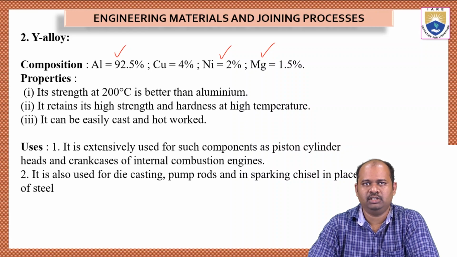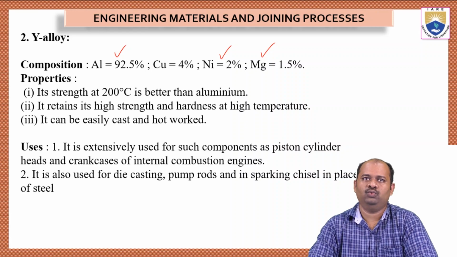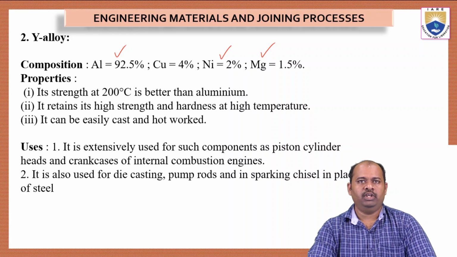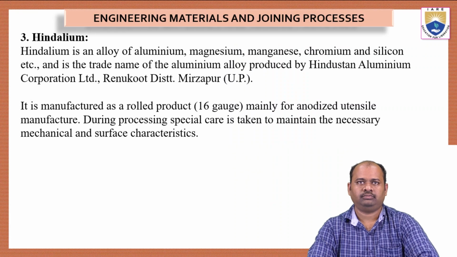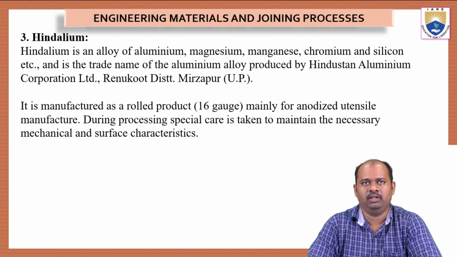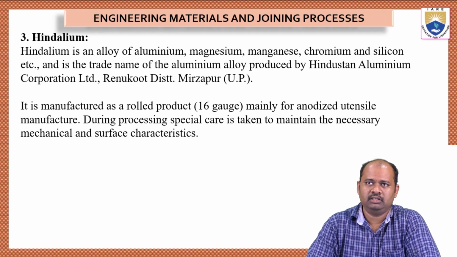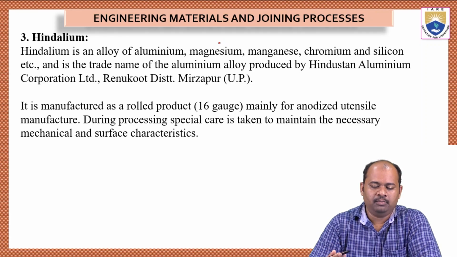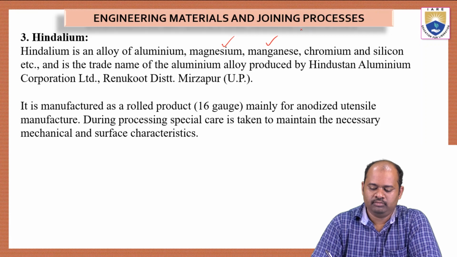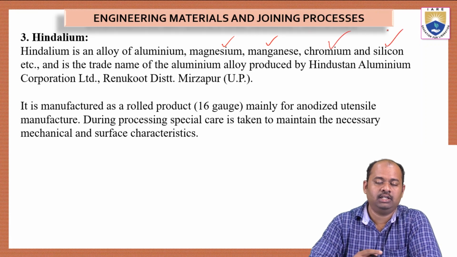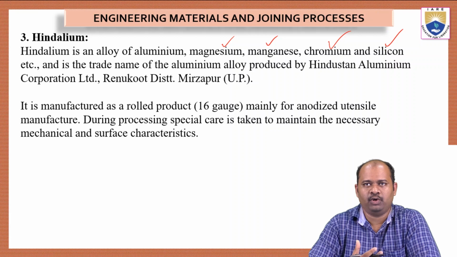So these are the applications where Y alloys are used, mostly in automobile-related industry, where we are going to manufacture the engines. We are going to use Y alloy because it is very strong at high temperature. And then we have the third type of alloy, that is Hindalium. This is an alloy of aluminum combined with magnesium, manganese, chromium and silicon. These are the key components of this alloy, all added to improve the actual properties.